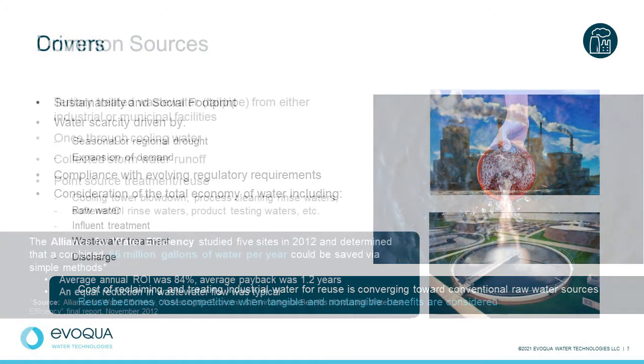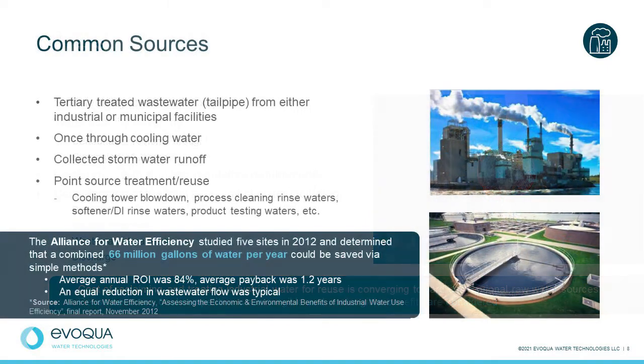Please turn to slide 8. There's many potential sources of water within a facility to recover for reuse. Large volume flows, such as the final tertiary treated wastewater or the tailpipe, either intra-facility or from an adjacent municipal facility, and once through cooling or surface runoff are all examples of these large volume flows.